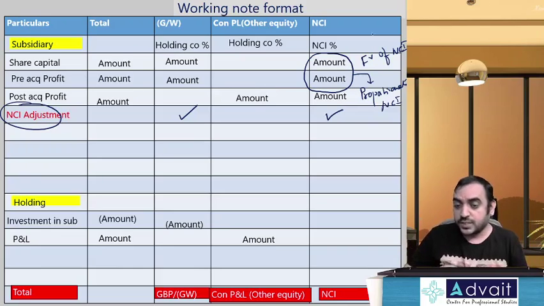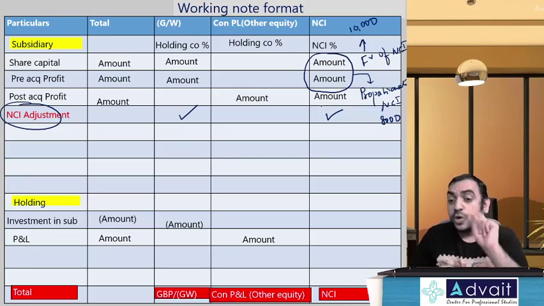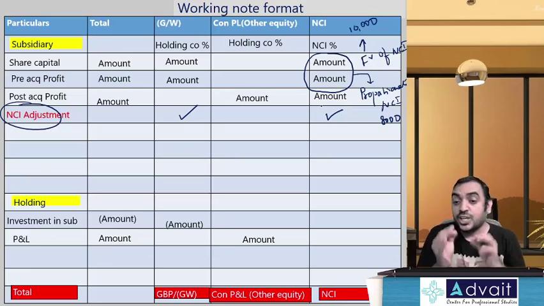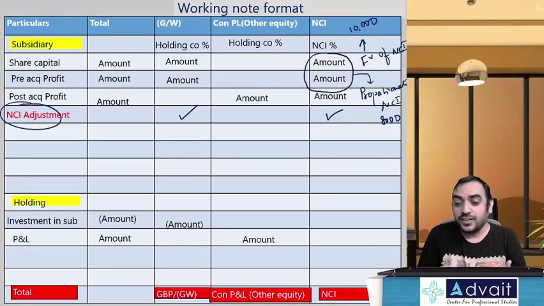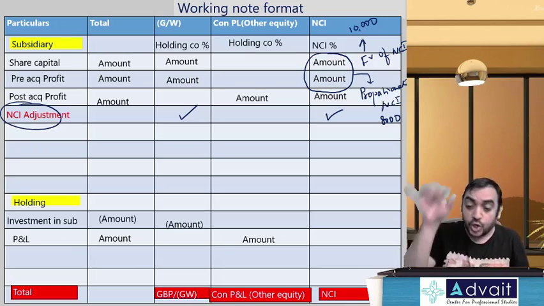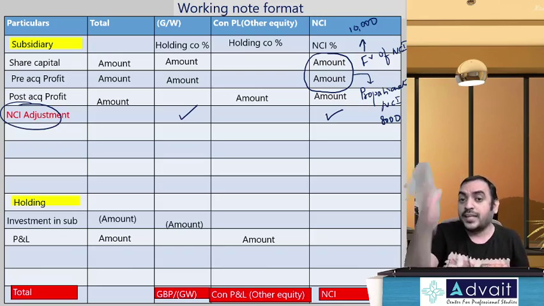Suppose, please observe this. Fair value of NCI is, let's say, 10,000. My proportionate NCI is 8,000. Now, in the NCI column, what should I do? Please tell me, should I do plus 2,000 or minus 2,000? It's very simple, but I know people get confused here. Difference is 2,000. That is NCI adjustment. Tell me, in the NCI column, will I do plus or minus?